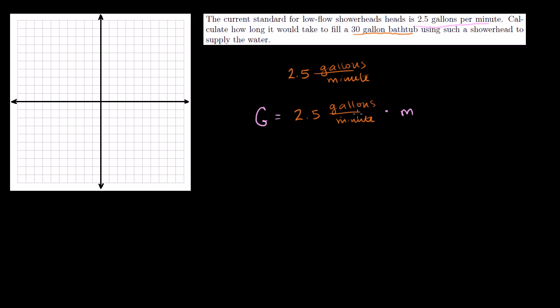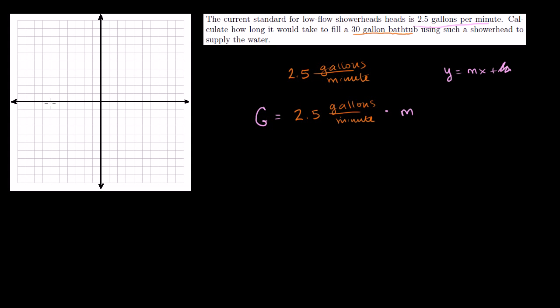And this is also a line. Remember, the form of a line is y is equal to mx plus b. Here we have no b. The b is gone. We just have an m times an x. The x now we're calling minutes, and the y we're now calling gallons, and the slope is now 2.5. So let's plot this before I even answer their question.